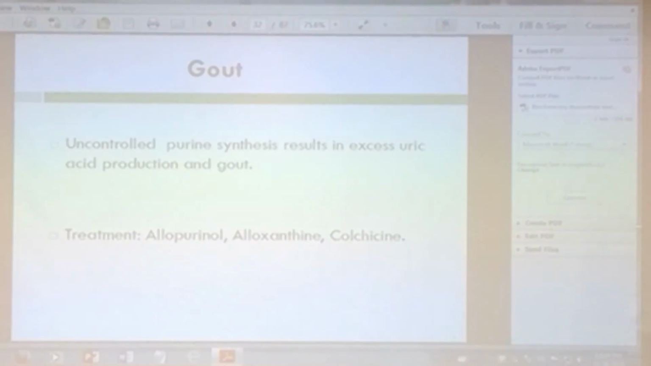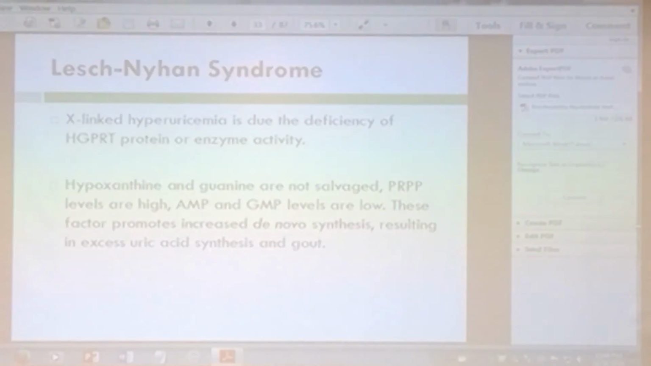And the treatment for gout is allopurinol, alaxanthin. Lesch-Nyhan syndrome, this is X-linked hyperuricemia. You have the lack of HGPRT protein or enzymatic activity. Once again, the end result is excess uric acid synthesis and gout.